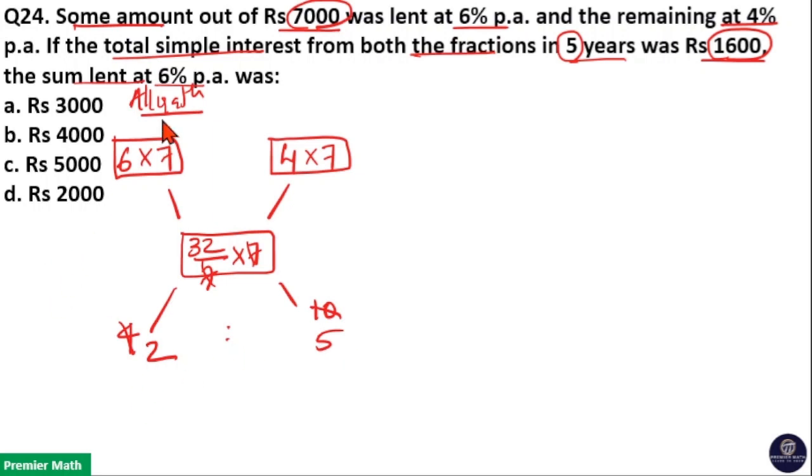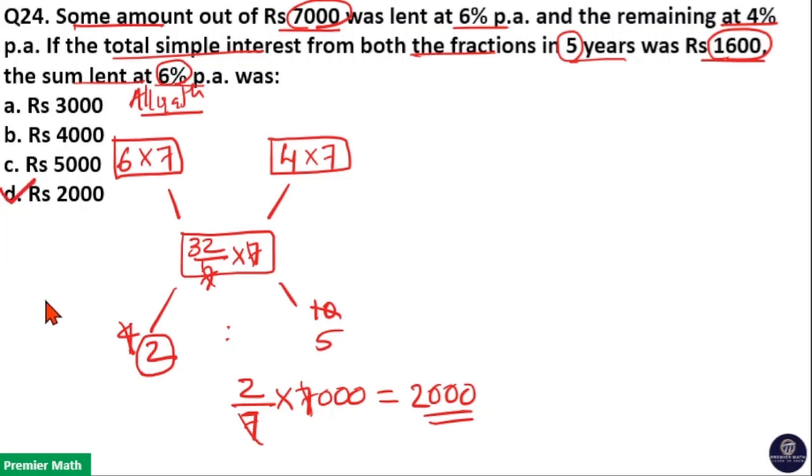If 2 is to 5 is this ratio, we have to find the sum lent at 6%. Here, the sum lent at 6% is 2 parts. This 2 part is out of the total part, 5 plus 2 is 7. 2 part out of 7 part. The total sum is 7000. So this 2 part is 2 into 1000, 2000. So option D is your answer. So 2000 is the sum lent at 6%.